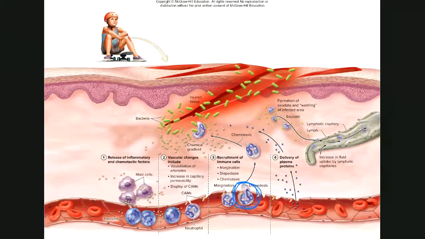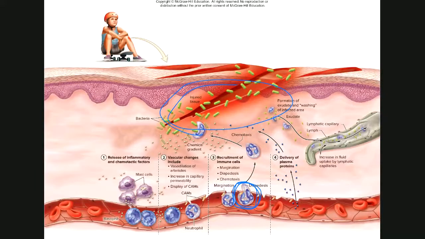And then the last movement would be chemotaxis. Once that immune cell is in the tissue, it is going to move towards the source of chemicals. Chemicals meaning those released by the injured tissue, by the bacteria that are in there. The immune cells are going to be attracted to the chemicals, because they know that wherever these chemicals are coming from, that's where the bacteria and damage are, so they're going to move towards there.